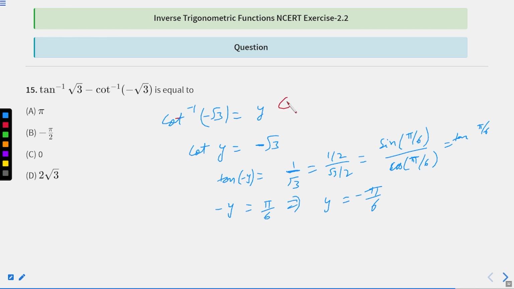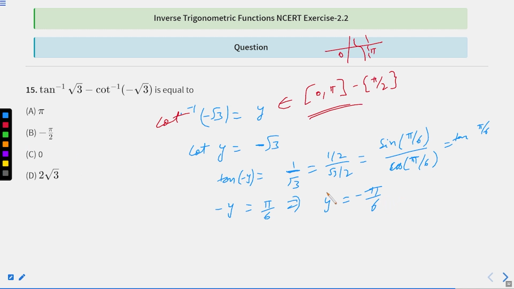First of all, this cot inverse must belong to the principal value branch. If you recall, for cot inverse the principal value branch is the closed interval 0 to pi, except pi by 2. Does this belong to this interval? No. So what can we do? It is quite easy. This does not belong to this interval.